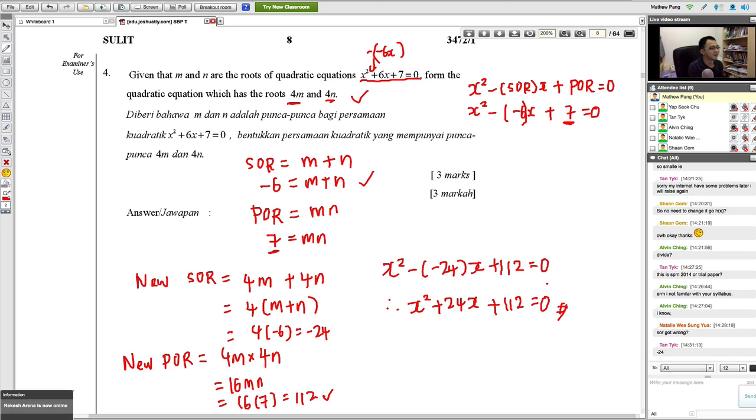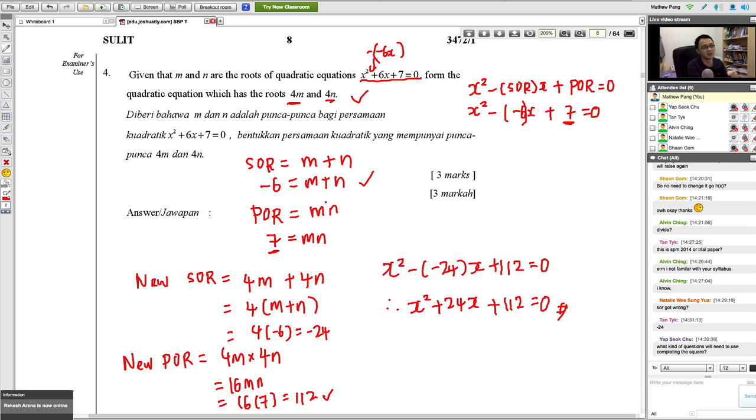That's all. Alright, it's not really hard. So you just need to understand how to find a new sum of roots and new product of roots, and how to use your previous information to substitute into the formula.